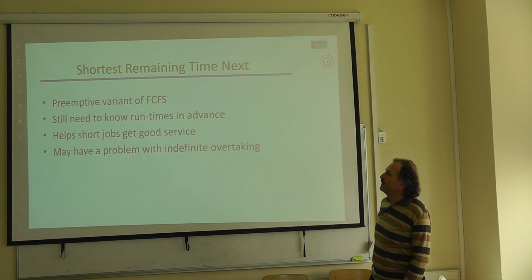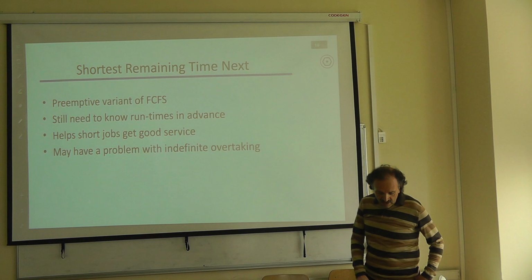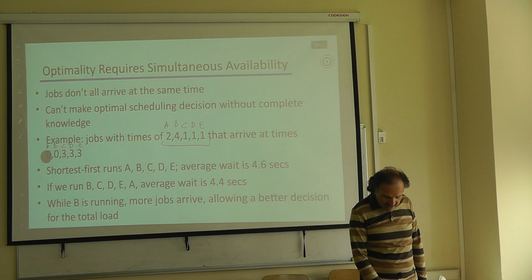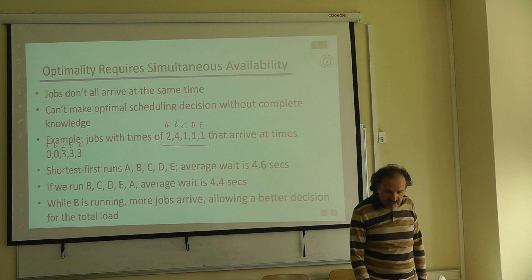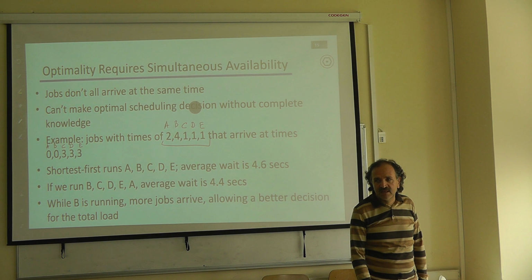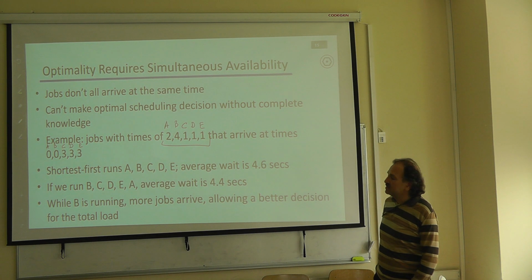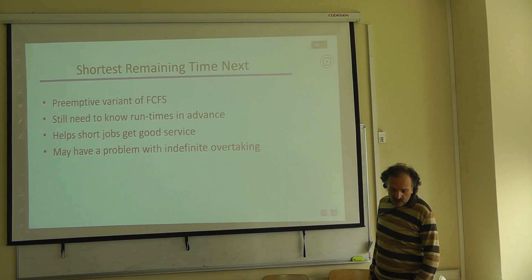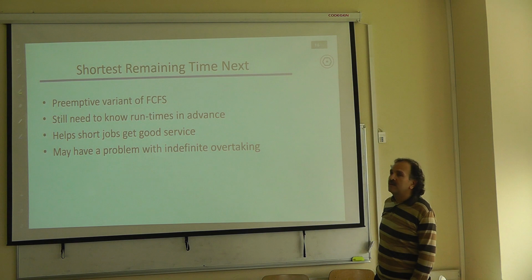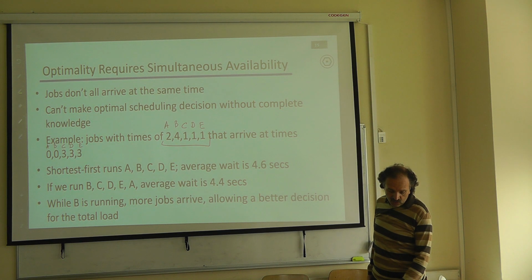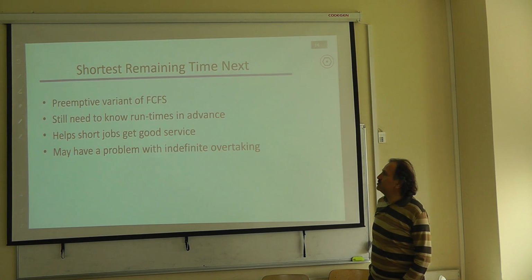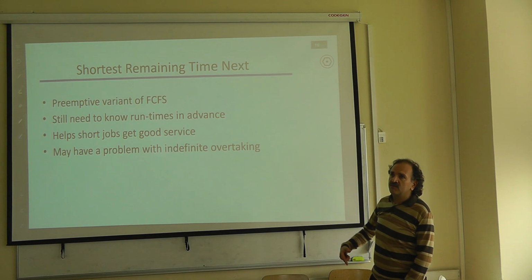So it helps the short jobs get good service. In this case, when process A or B is running, if I receive process C and I know that it would take 1 second, then I can preempt A or B and let process C run. So that's called shortest remaining time next. It's the preemptive version of the shortest first algorithm. But we need to use preemption. If I get a new job, then I need to preempt the running job if the new one is going to take less time.